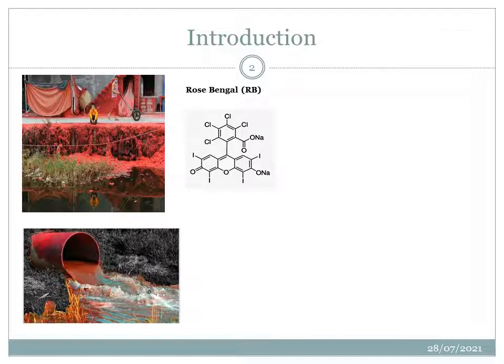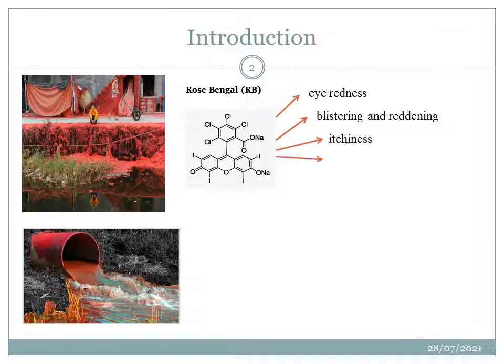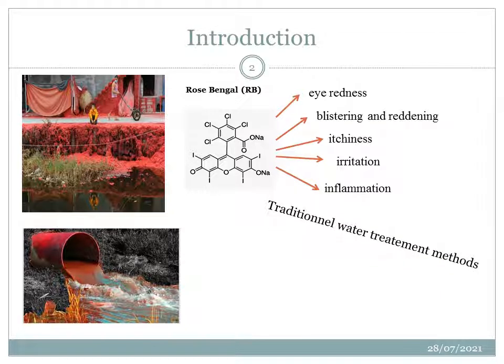Rose Bengal is a xanthene dye widely used in textile industries. It shows severe toxic effects on human life. It causes eye redness, blistering and reddening, itchiness, irritation and inflammation. So scientists try to eliminate this harmful reject from water using traditional water treatment methods, but it doesn't work.